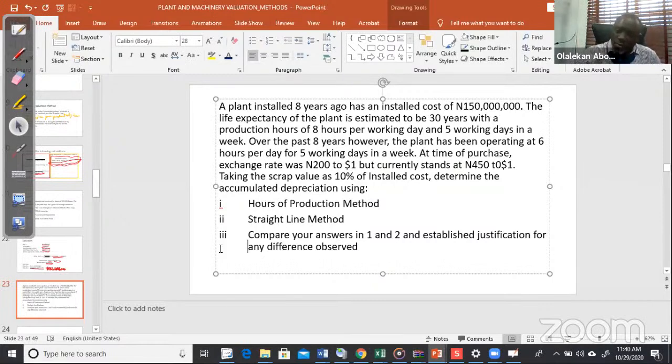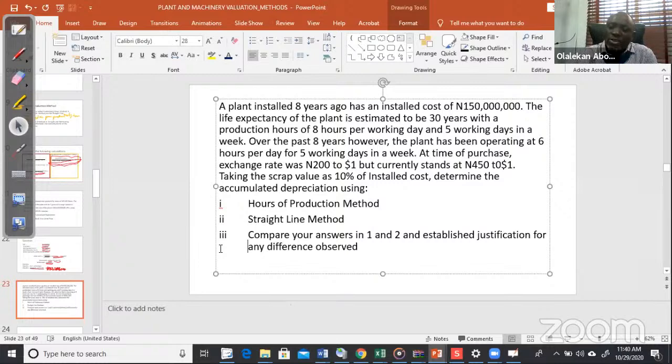Which will be what? Your operation hour, which is 12,480, divided by your total productive hour, which is 62,400. Multiply by your depreciable sum. And your depreciable sum here, you have to work on it. Your 150 million at an exchange rate of 200.